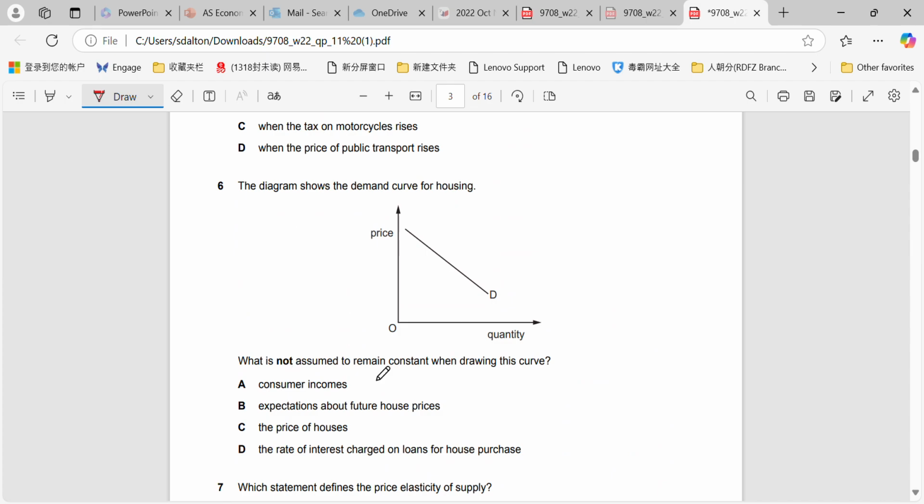Ceteris paribus, what is not assumed to remain constant when drawing this curve? We explained this in the other 2022 paper. I think it was in the May-June section. Ceteris paribus is normally drawn assuming that the price changes, but that all of the other factors remain constant. Essentially what they're asking is, what is ceteris paribus? We draw a demand curve or supply curve on the basis that the price of the product can change, but that the factors which will affect the shifts in it will remain constant at the time of drawing.